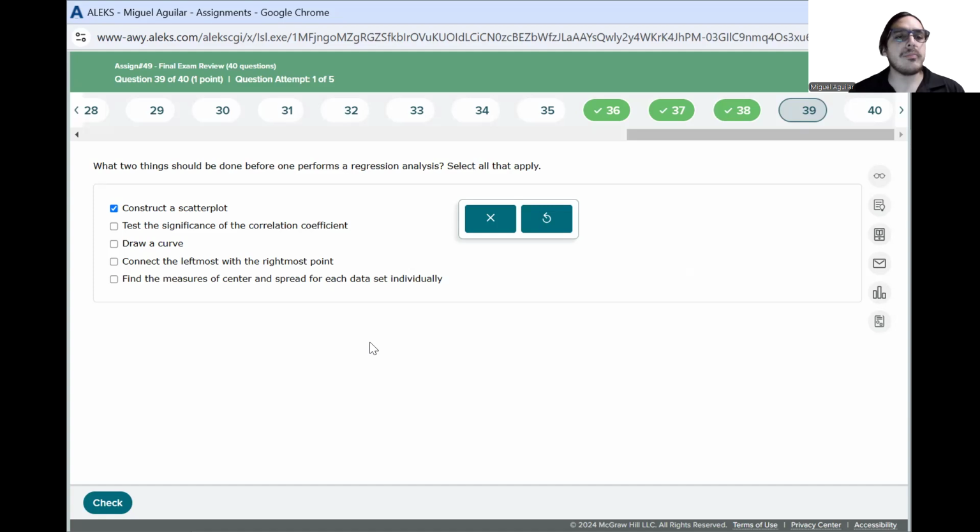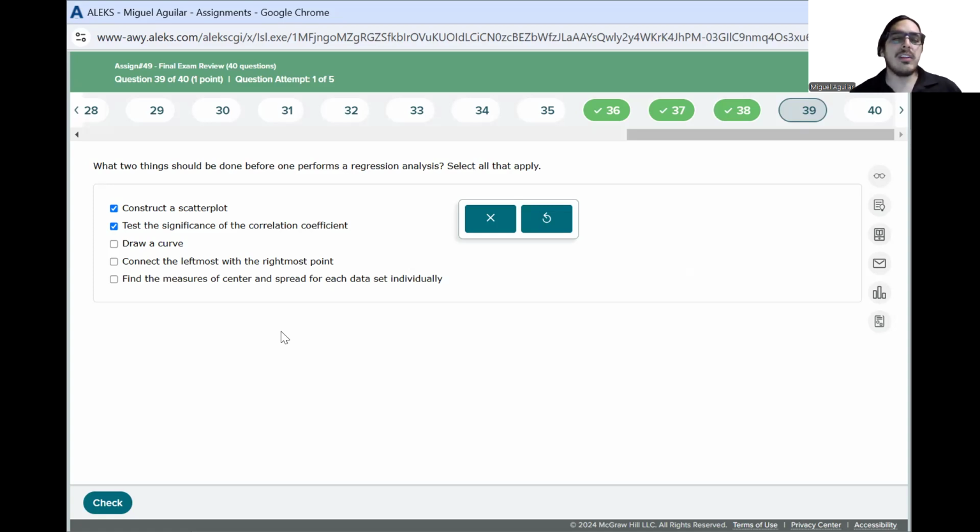Okay. Well, none of these really seem like great options here, but let's see. Test the significance of the correlation coefficient. I'm going to go ahead with that one because there's two things we want to do here. Construct the scatter plot so that we can determine whether or not there is a visual pattern. And then find the measure of center and spread for each data set individually. That might be helpful for some preliminary data analysis, but it's not really going to help you determine whether or not you should perform the regression analysis.